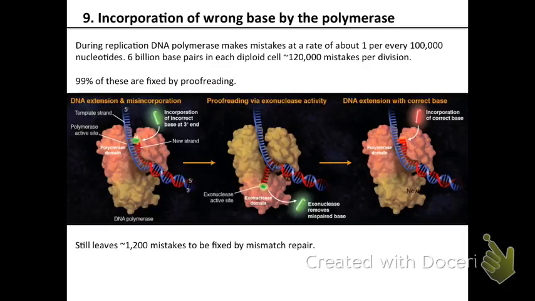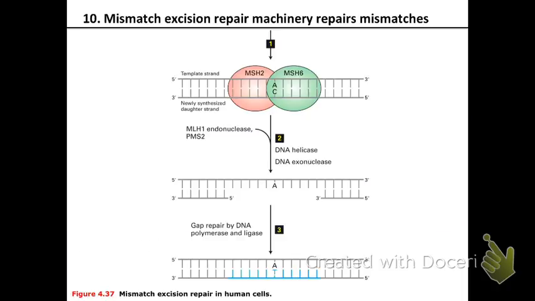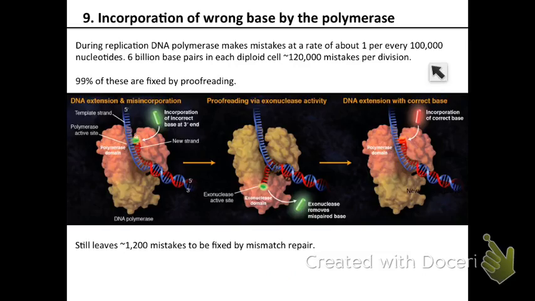So 99% of the problems in the synthesis of the DNA in our cells through the replication machinery are fixed this way. But even at 99%, given that a polymerase can make a mistake 1 out of every 100 nucleotides, this has a potential of 120,000 mistakes per division. And even though you can fix 99% of them, you still have a pretty good number that needs to be fixed by the repair machinery. Okay?